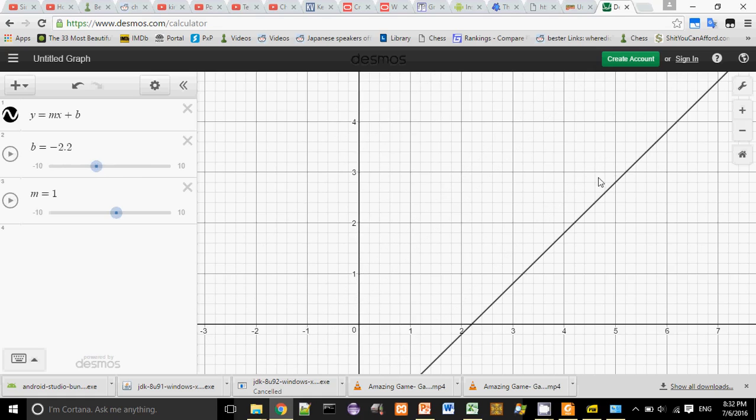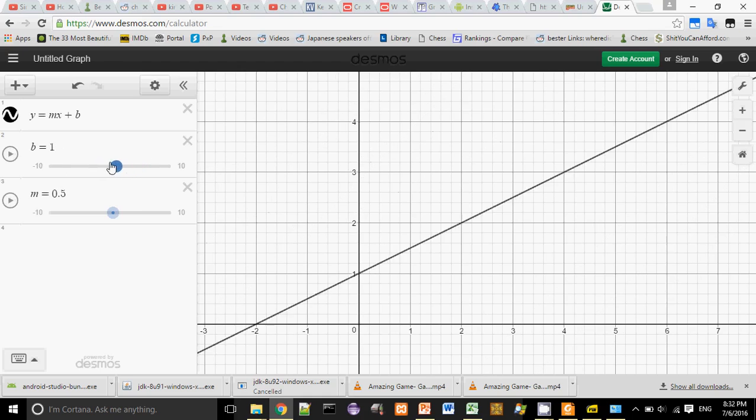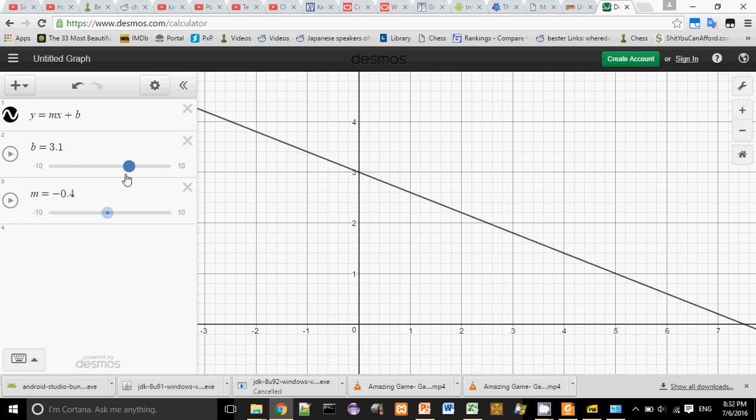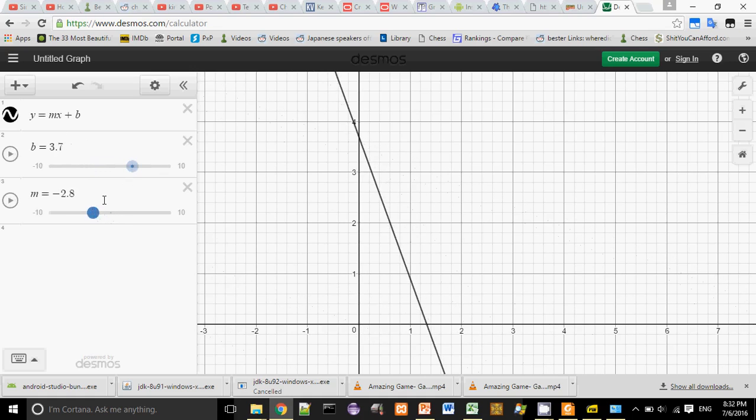So the angle, all of these lines are parallel to each other. I can change the angle, and all of these will be parallel. Change the angle. Now it's negative, so it's going down. Change the angle. Go over here. Change where it is.